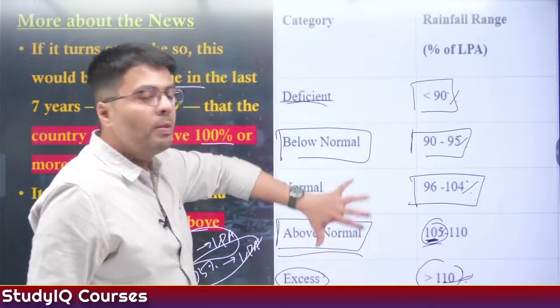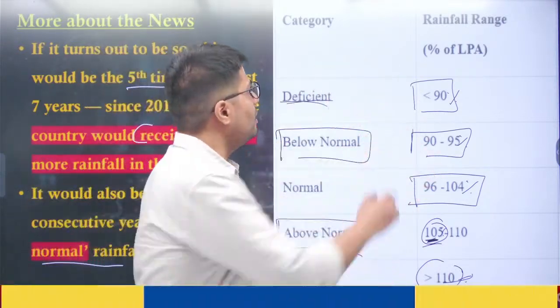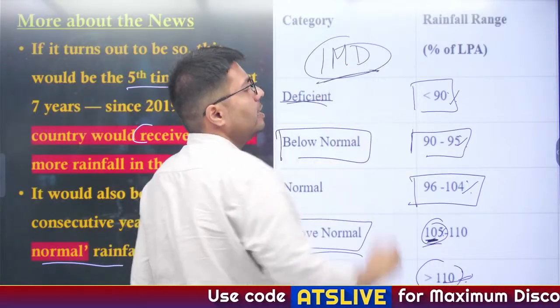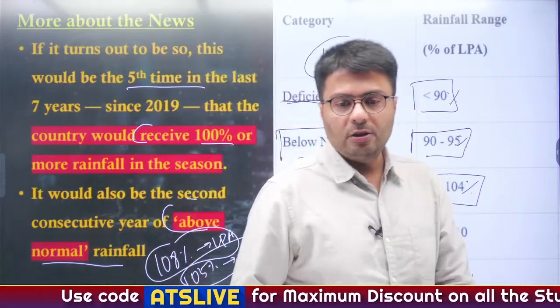So this is how the levels of rainfall have been categorized by which authority? By the Indian Meteorological Department. Understand? Do you have any doubt in this?